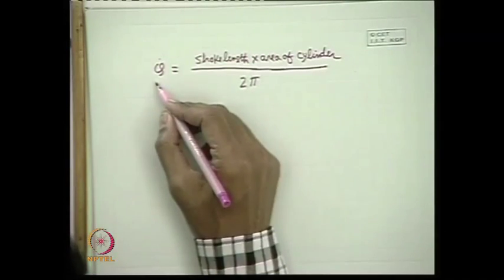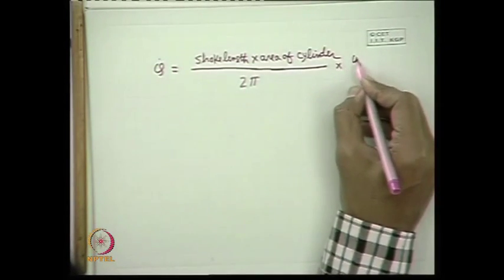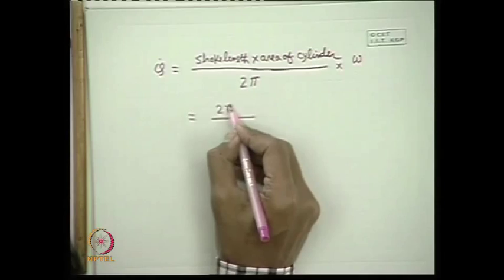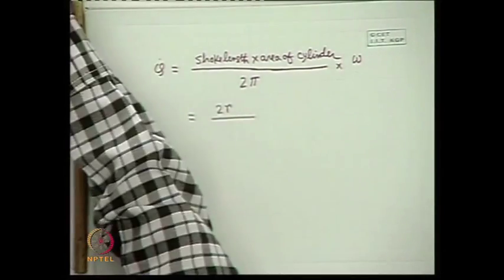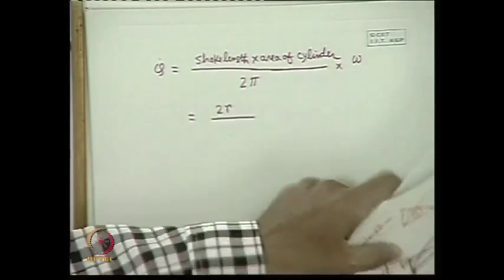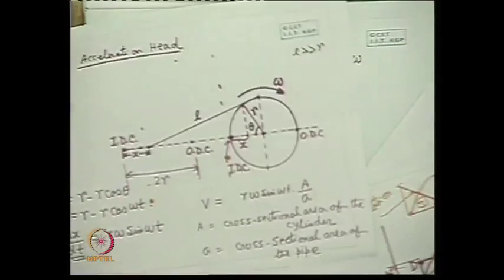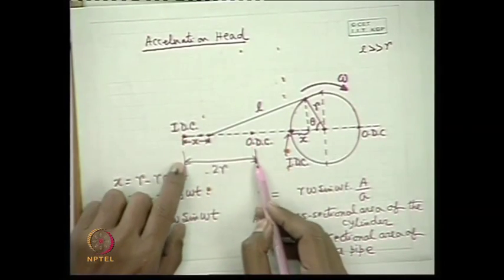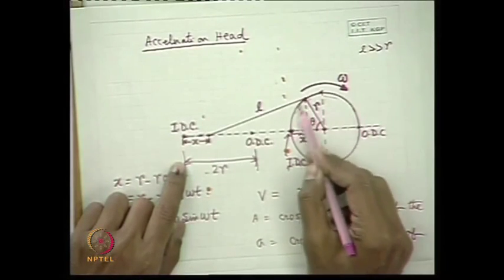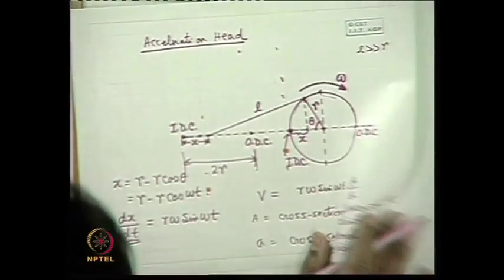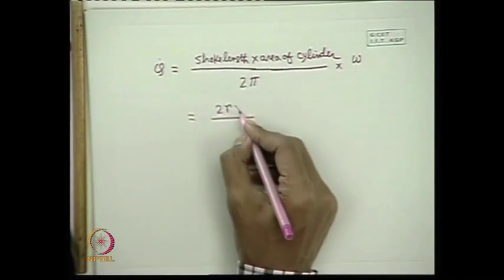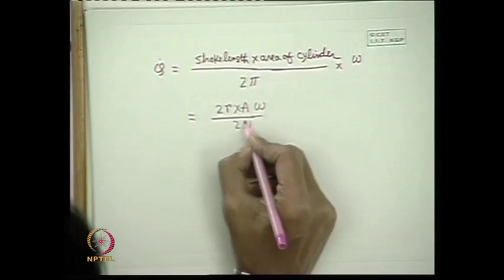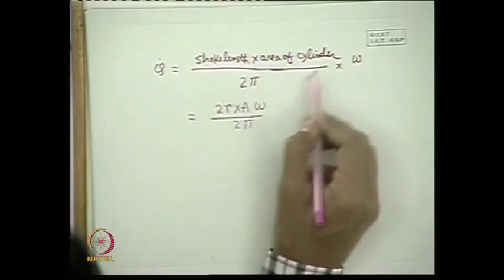So, in terms of time, that means the flow rate per unit time, we multiply with omega by 2 pi. Now, stroke length in terms of the crank radius is 2R, obvious, because the crank executes one stroke in a movement of 2 radius. That means this stroke is the distance between IDC to ODC, which is half revolution of the crank. So, this is the crank radius. Therefore, 2R into A, let A be the area of the cylinder, into omega by 2 pi. This is the mean discharge based on the swept volume of the cylinder.